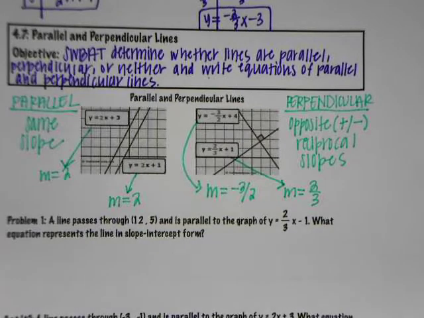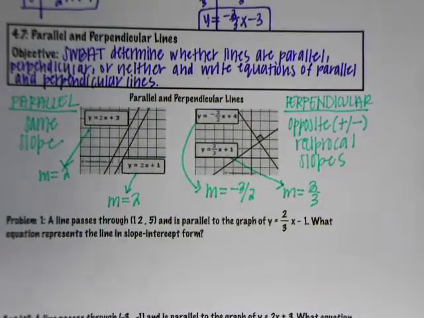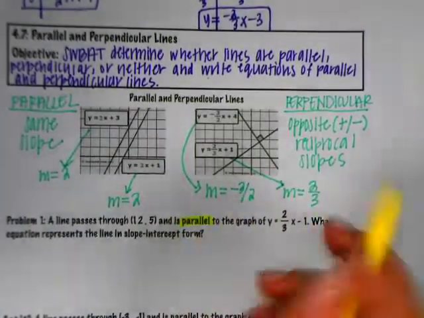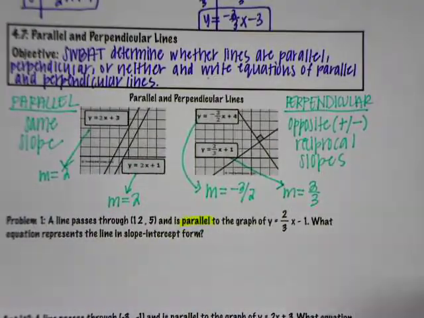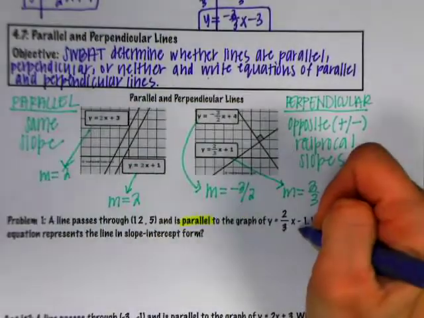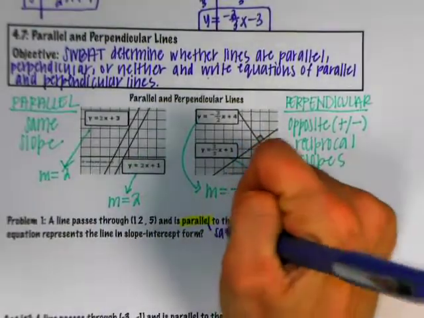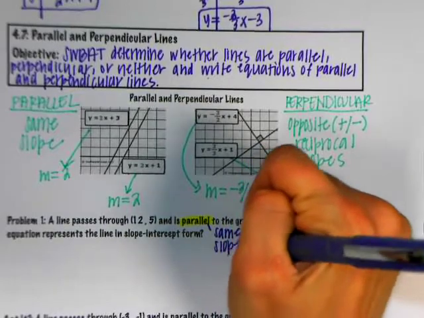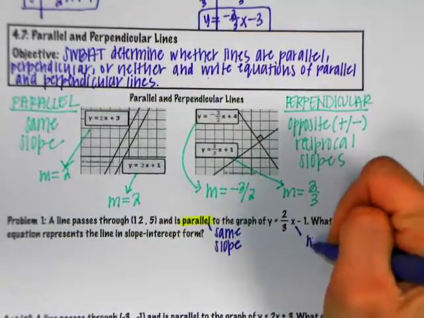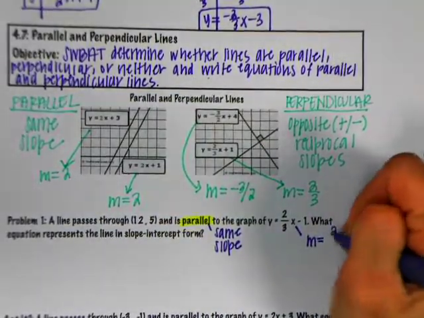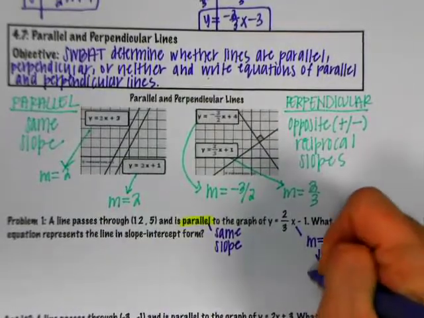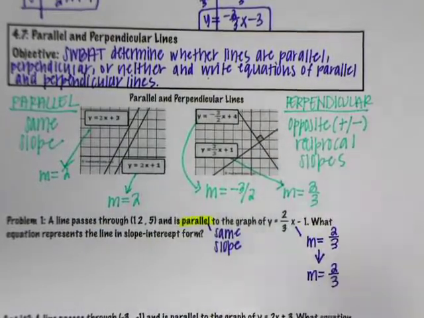So problem 1. A line passes through (12, 5) and is parallel to the graph of y equals 2/3 x minus 1. What equation represents the line in slope-intercept form? So it says it's parallel. So what can you tell me about the slopes? Same slope. Yep. So this means same slope. What's the slope of this original line? 2 over 3. So what's the slope of my new line? 2 over 3. Yep.